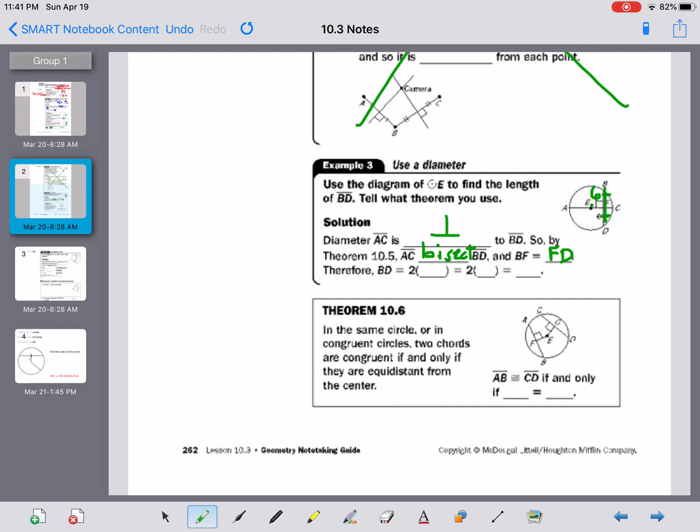So if I want the whole thing, I'm going to take 2 times my 6, and I'm going to get 12 for the whole length. When I get that full thing there for BD, that full thing will be 12. And if you want to fill this out, BD is going to be twice what FD is here.